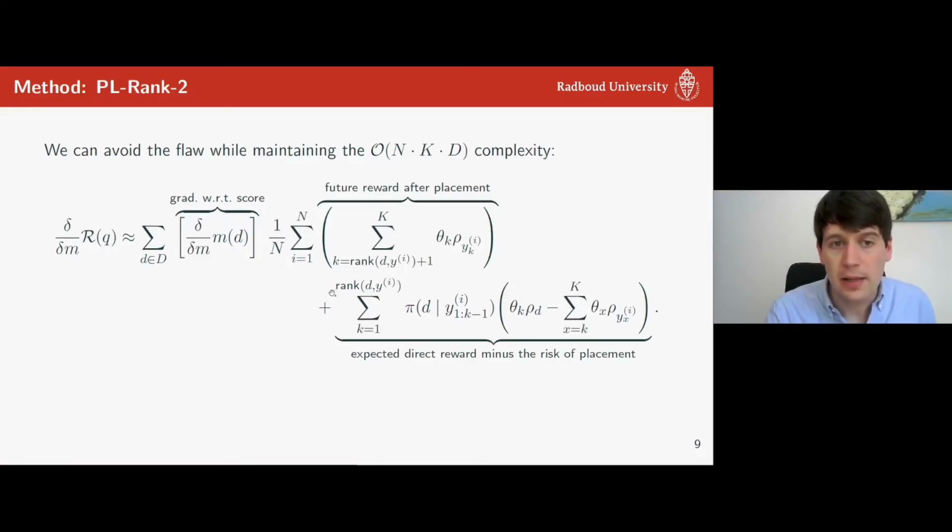And instead of the risk, we have something else here now, which is the expected direct reward minus the risk of placement. Again, we sum over all the ranks, where we go all the way from the first rank up to and including the rank where it was placed. We have the probability of placement, and then we have the reward that you receive directly. So the reward that you receive if you were to place the document there instead of the item that's actually there, minus the following reward. So that gives us the risk.